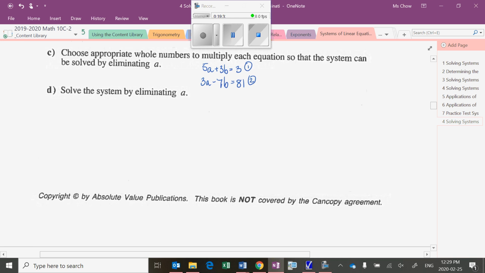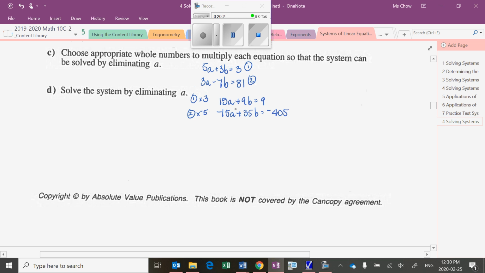If I want 15a, and I also want one of them to be negative, so I will take equation 1 and multiply it by 3, so that gives me 15a plus 9b is equal to 9. For equation 2, I want negative 15a, so I'm going to multiply that by negative 5. So that would then give me negative 15a plus 35b equals, and 5 times 81, that's negative times positive. 5 times 80 is 400, and then 5 times 1 is 5, so negative 405.